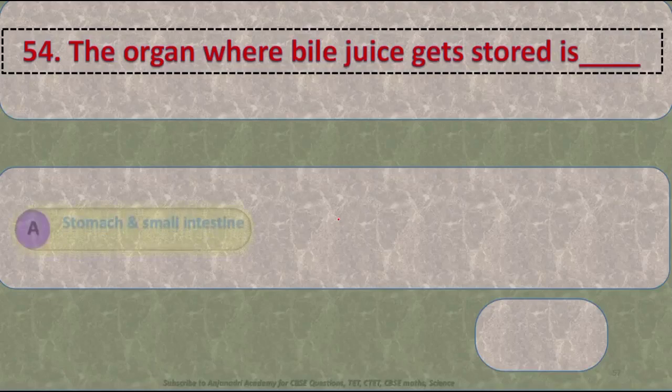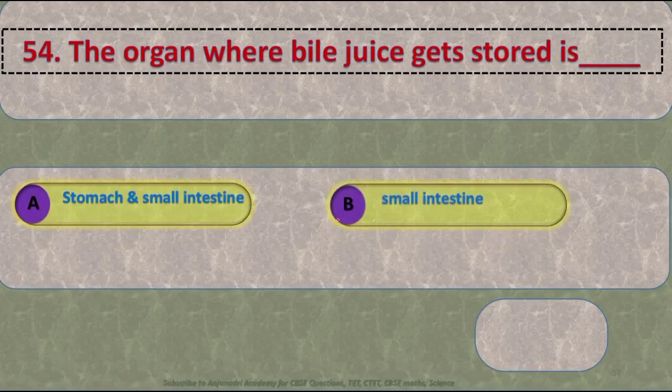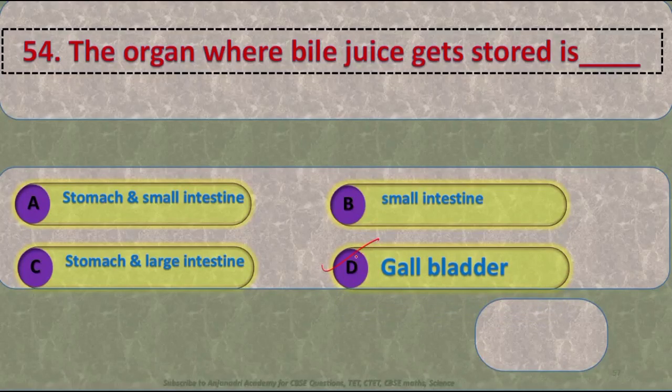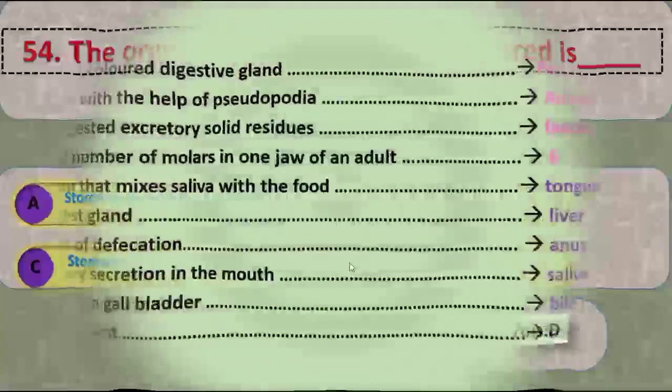The organ where bile juice gets stored is small intestine, stomach, large intestine, gallbladder. Option D is the correct answer for this question.